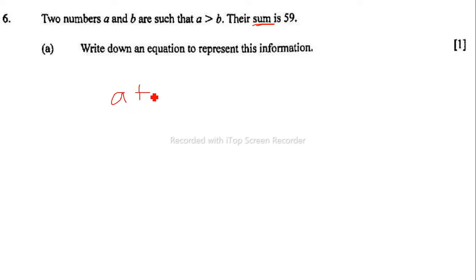How are my smarty pants people tonight? Floyd, especially. A plus B is equal to what? 59.